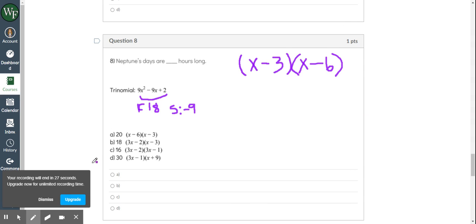Then I'm going to take this front number and divide both by 9. Oh, my recording is going to end in 27 seconds.